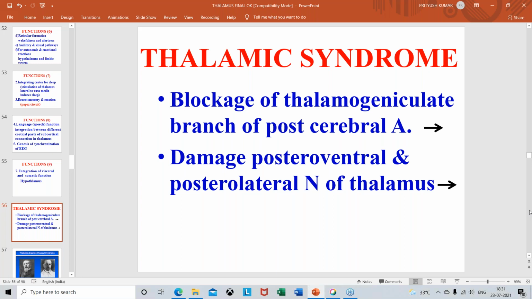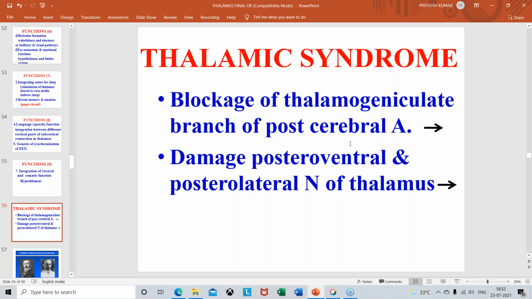Now we come to one syndrome, which is known as the thalamic syndrome. What will happen if there is a blockage of the thalamo-geniculate branch of the posterior cerebral artery? If there is a blockage of the thalamo-geniculate branch, it will damage the posterior ventral and the posterior lateral nucleus of the thalamus.